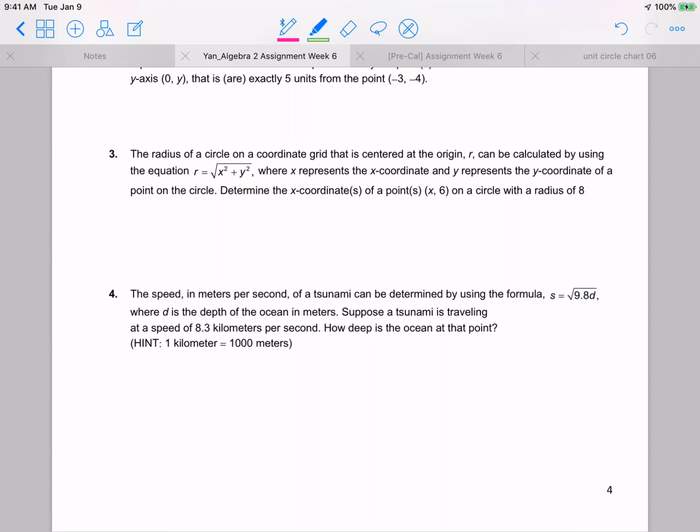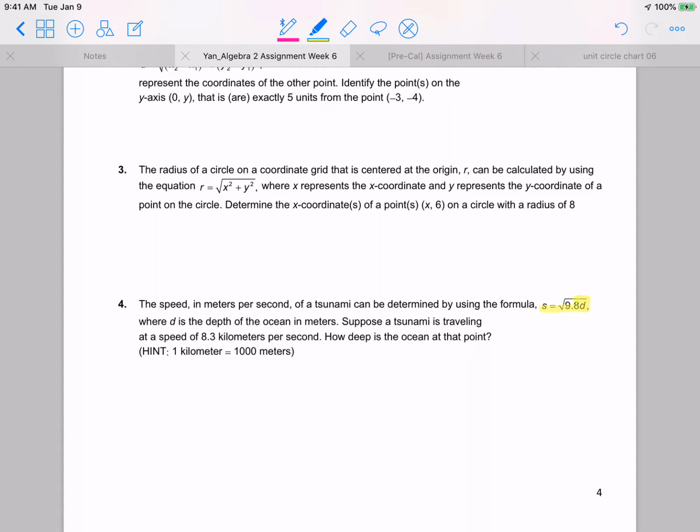Okay, number 4, we have a formula right here. And we have 2 letters. S stands for speed. So the speed in meters per second. And then D is the depth of the ocean in meters. Okay, so both of those are in meters. And then they said, suppose a tsunami is traveling at a speed of 8.3 kilometers per second. How deep is the ocean at that point?